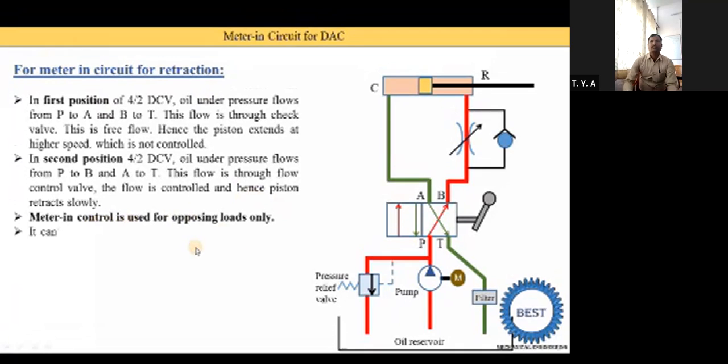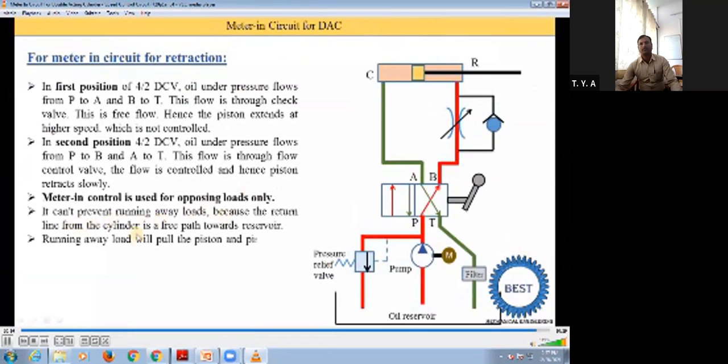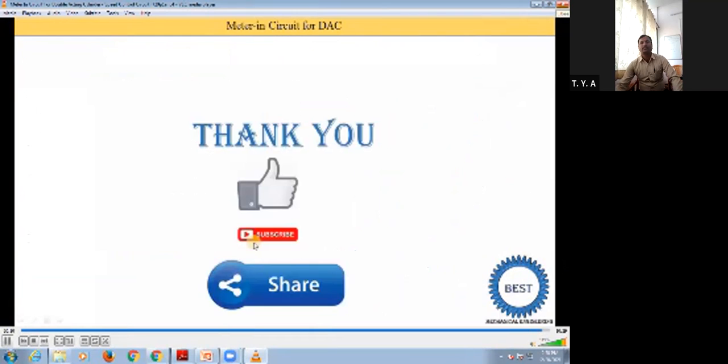We already studied what the opposing loads and the lowering loads are. It can prevent a running away load because the return line from the cylinder is a free path towards the reservoir. A running away load will pull the piston and the piston cannot resist that. Now here we end this.